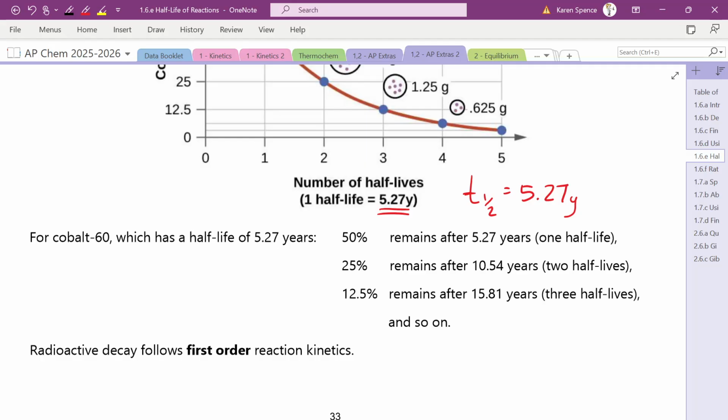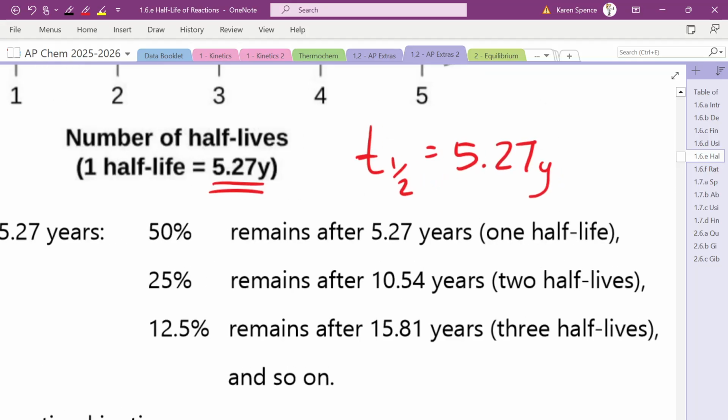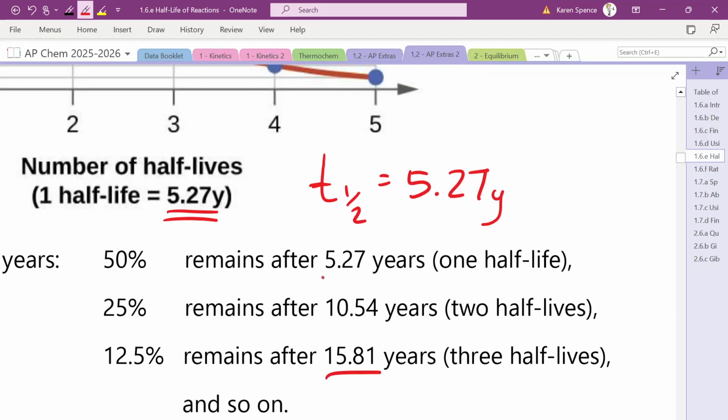So if they were to ask you how much remains after 15.81 years, you could be like, oh, 15.81 years, that sounds like a multiple of 5.27, right? And you'd be like, okay, they'll normally give you nice numbers that are divisible. Like that, you'd be like, oh, that's 3 times. So that's 3 half-lives. So you go, oh, first half-life takes me down to 50%. Second half-life takes me down to 25%. Third half-life takes me down to 12.5%.